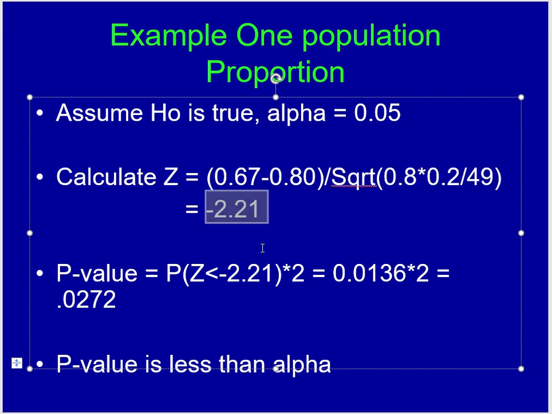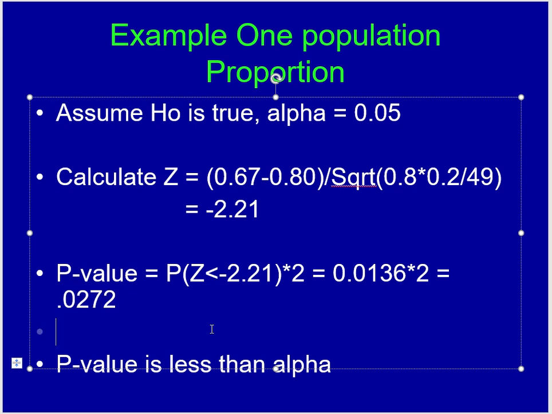Okay, now when the Z is negative, to get to the p-value, by now you know that as extreme as means that you're going to take the negative value and go down. So Z is less than negative 2.21. Don't forget to multiply by 2 because you need both sides. And you end up with a p-value that is 0.0272.